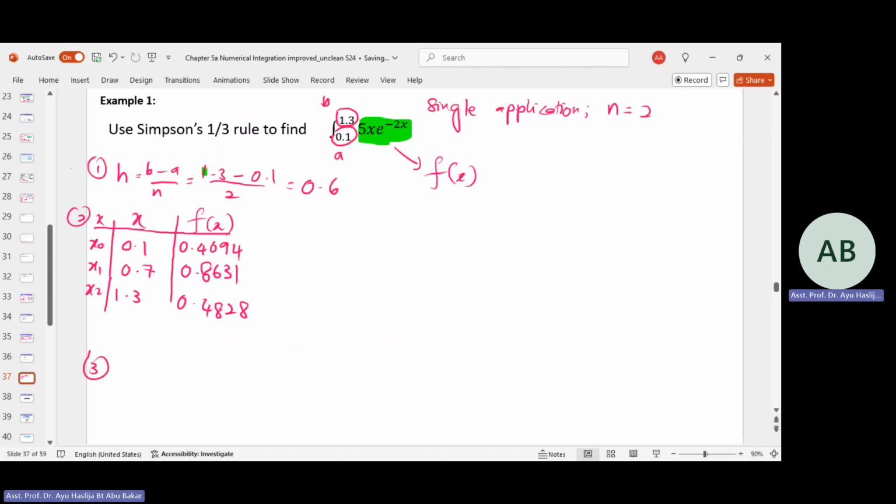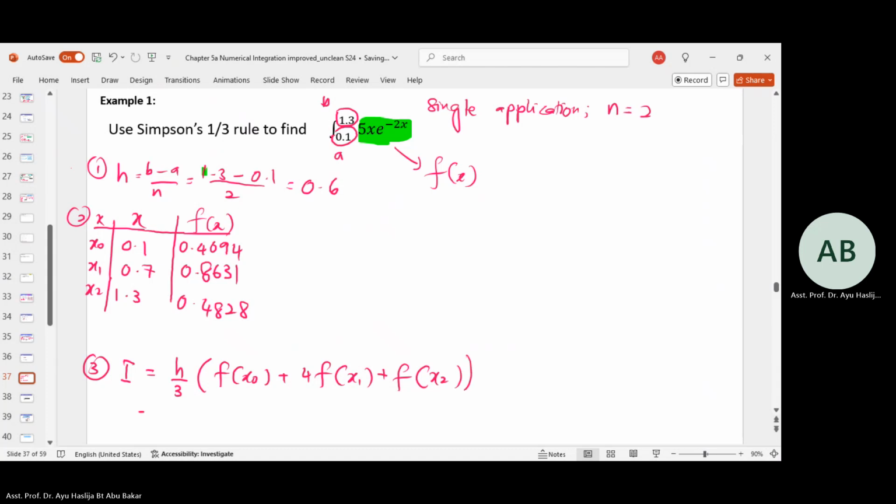Then the third step is to substitute all the values into the equation, the 1/3 Simpson's. Your H is 0.6.